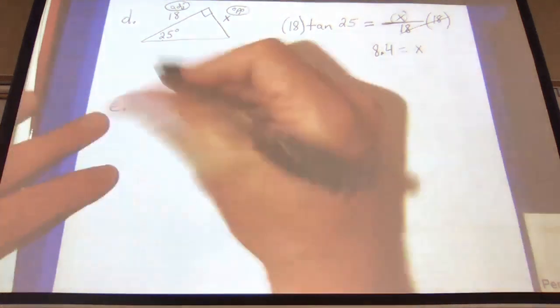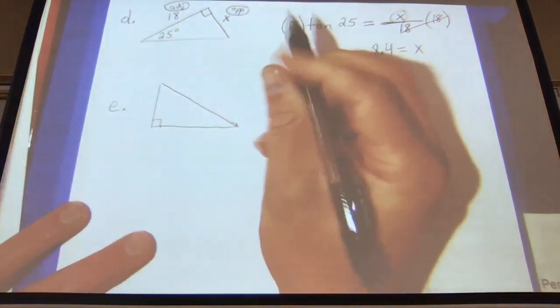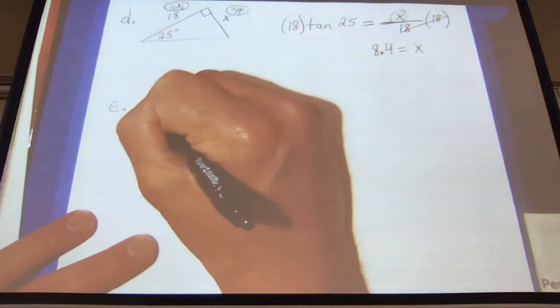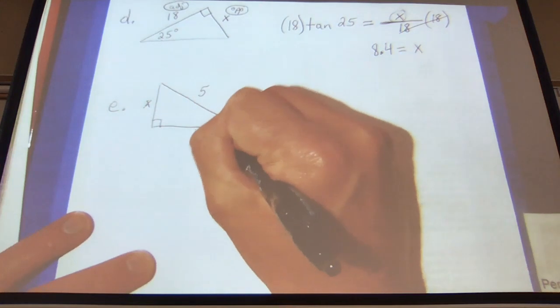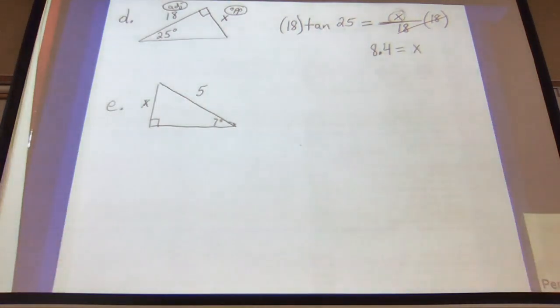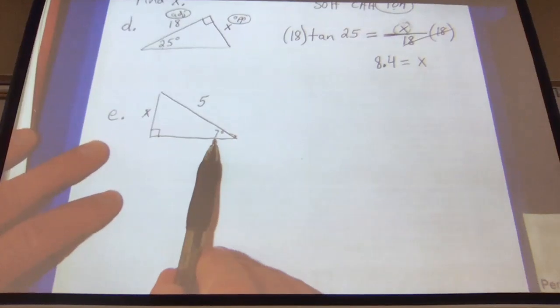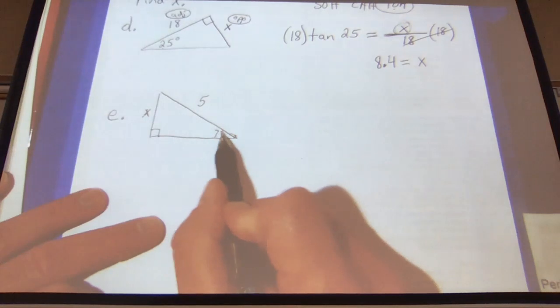Let's go with this right triangle. This time our X is over here. Got a 5 and a 7-degree angle here. Now again, when you're first new to doing this, you might want to mark your sides. They're giving us a 7-degree angle. That's the non-right angle that they're giving us. So we're going to start from that 7-degree angle.